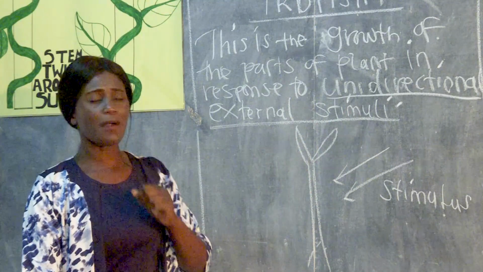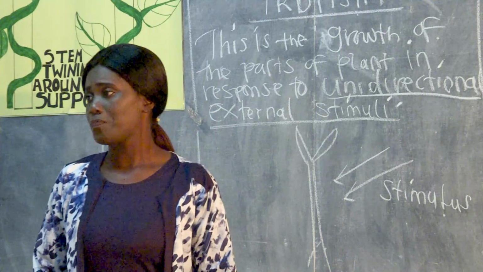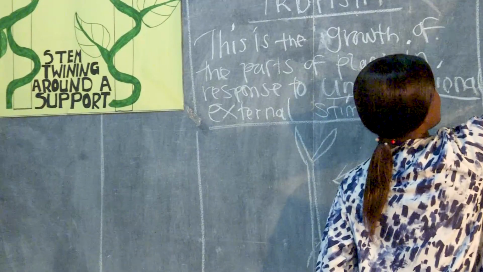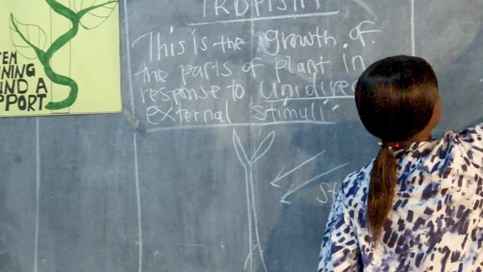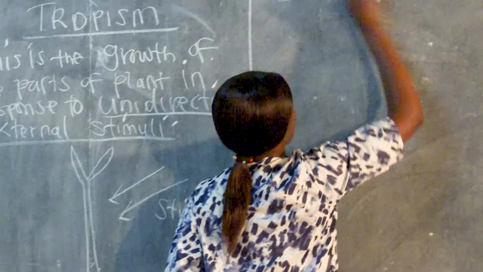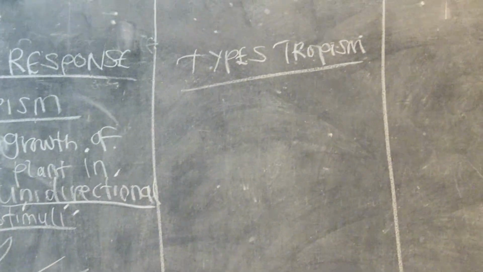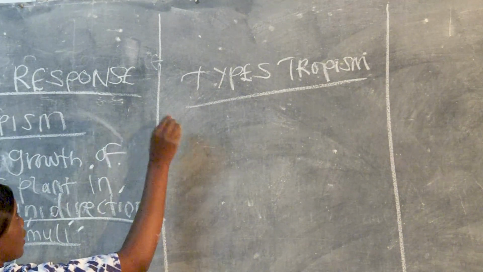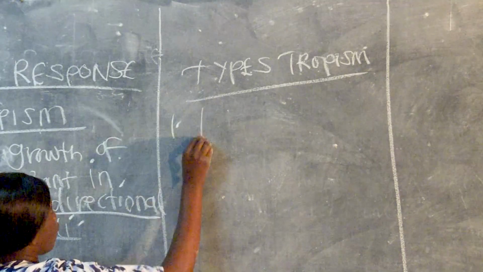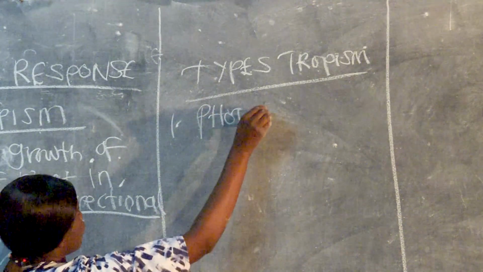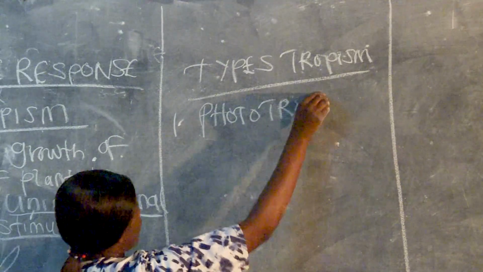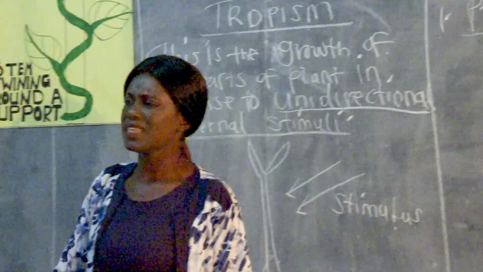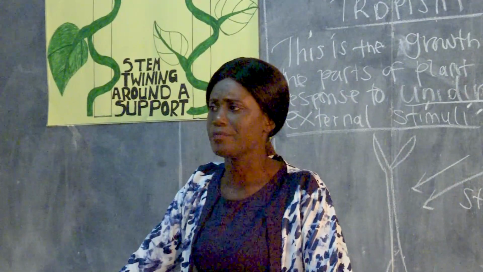Are you following me? Yes. Alright, now let's talk about the types of tropisms. Okay, so here are the following types of tropisms. Number one, we have what is known as phototropism. What do you think is the meaning of that term?